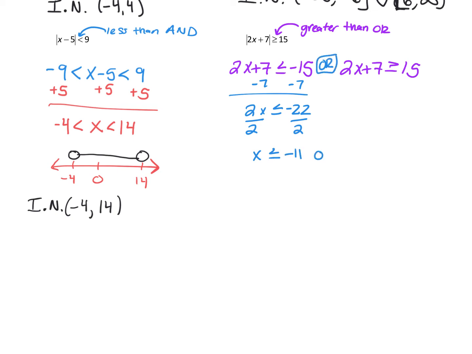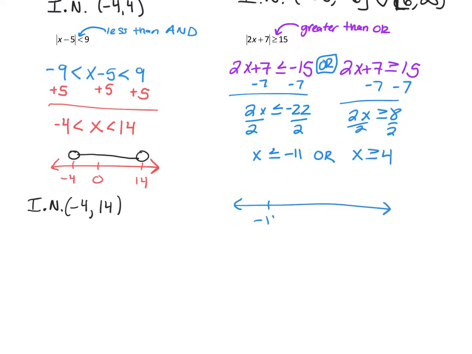Or, now I need to solve the other equation. So I'm also going to subtract 7. I'm going to get 2x is greater than or equal to 8. X is greater than or equal to 4. So now I have that x is less than or equal to negative 11 or greater than or equal to 4. So to graph this, I put a closed circle on negative 11 and show that it's less than. Put a closed circle on 4 and show that it's greater than.